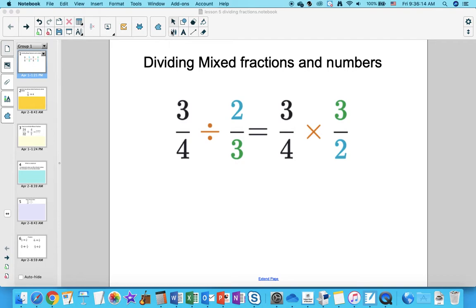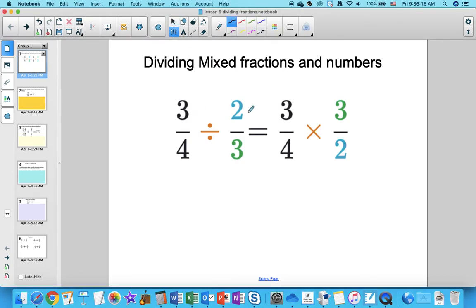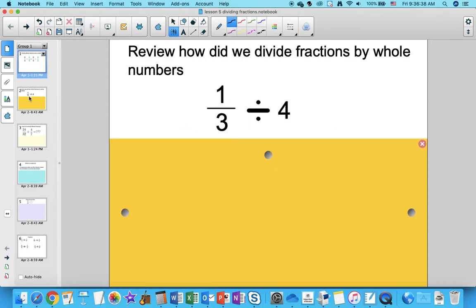If you look at the first slide, you may be able to figure out what we're doing in this lesson. We have 3 over 4 divided by 2 over 3. We're saying that this is equal to 3 over 4 times 3 over 2. Take a look at this and see what is happening in this equation to show us how to divide fractions. You've probably picked it up already if you're watching carefully, but if not, we're going to walk through this. So, how do we divide fractions by whole numbers?